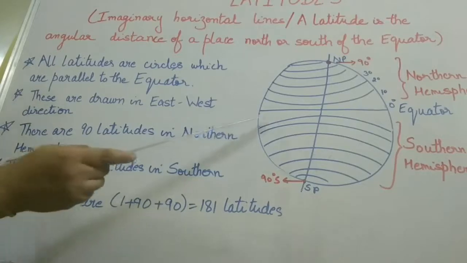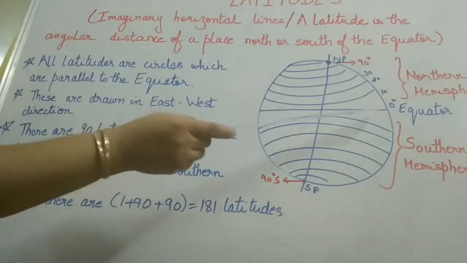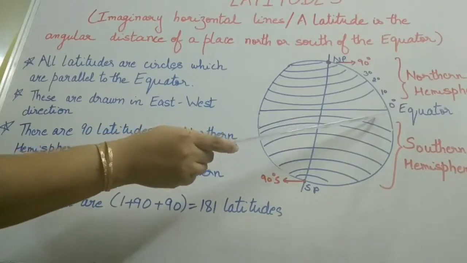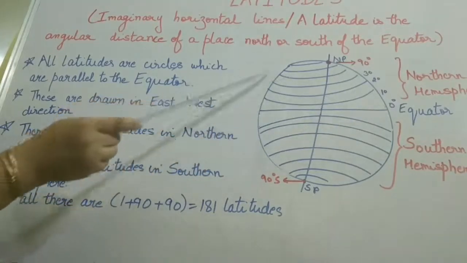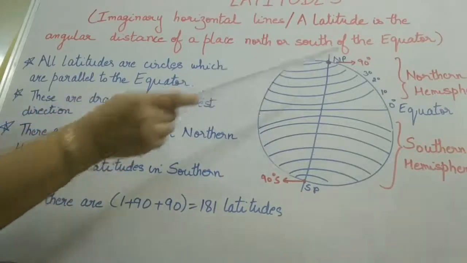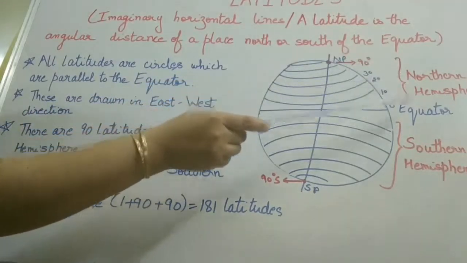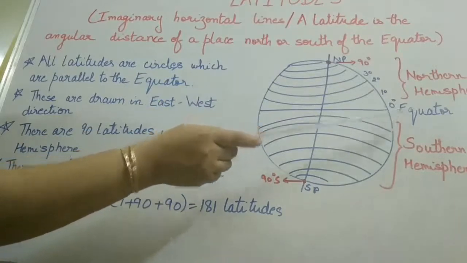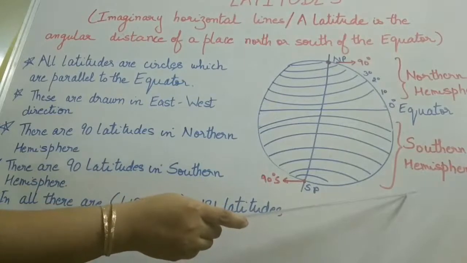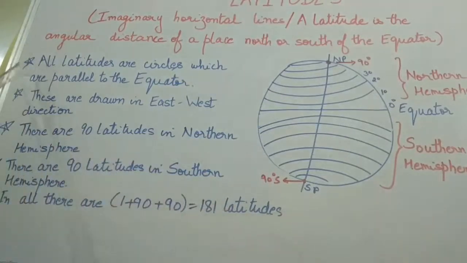As you can see, this line here, which is numbered as 0 degree, is your equator, and this is dividing the earth into two equal halves. The top part is known as the northern hemisphere, and the part below the 0 degree equator is known as the southern hemisphere. Now let us see what is written here.